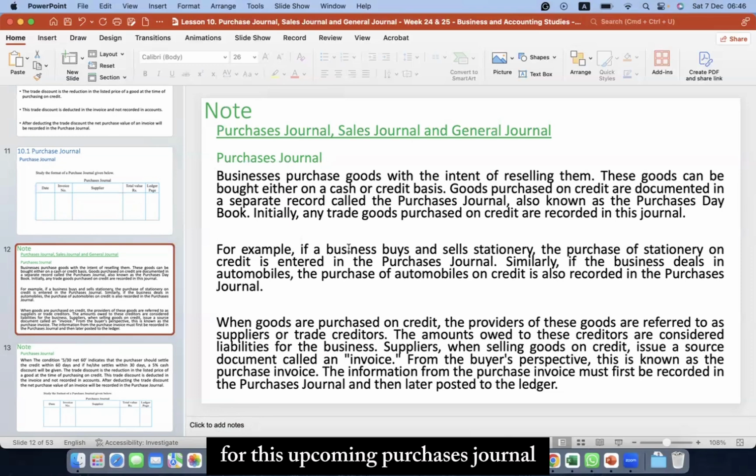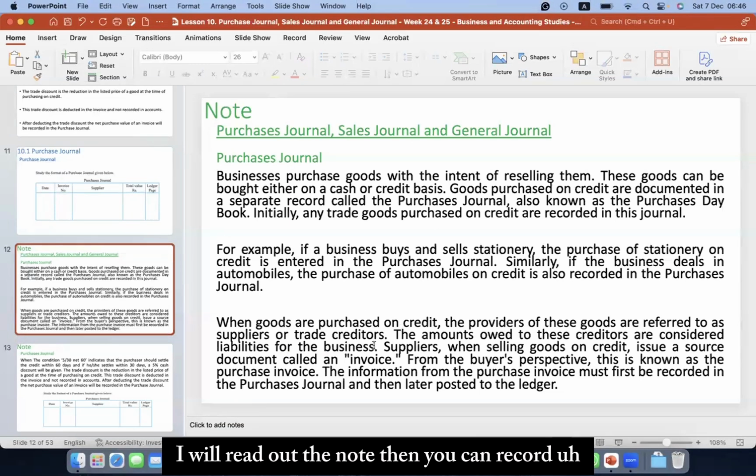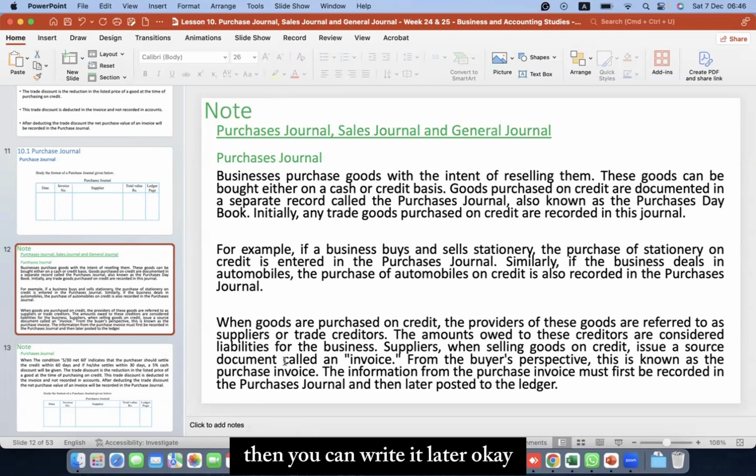Put the subheading purchases journal, sales journal, and general journal. I will read out the note, then you can record, then you can write it later. Okay.